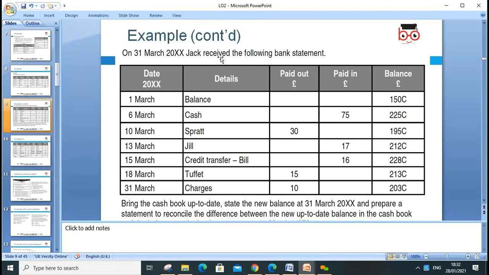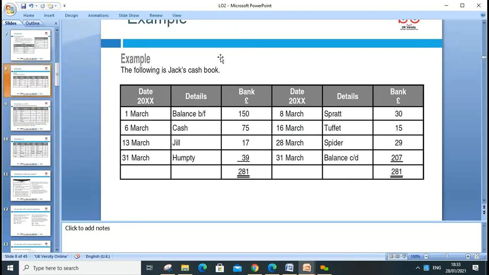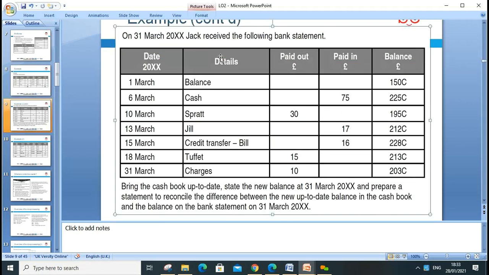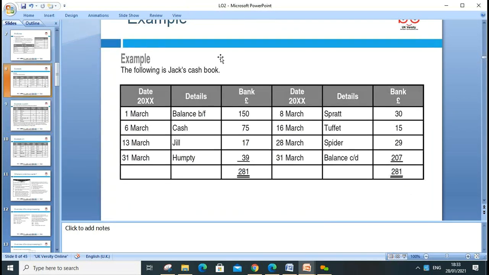This is my bank statement. It shows how much money went out from the bank and how much money came in. My bank statement says 150. I received cash of 75. If we see in the cash book, 75, I deposited it. In the bank we see 75. Is it a match? Yes. Then we look at the next entry.